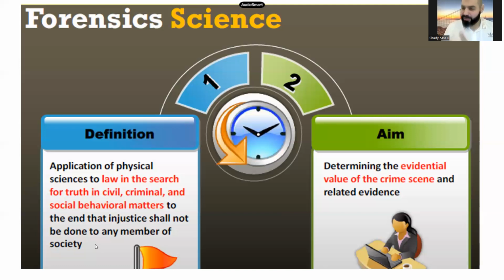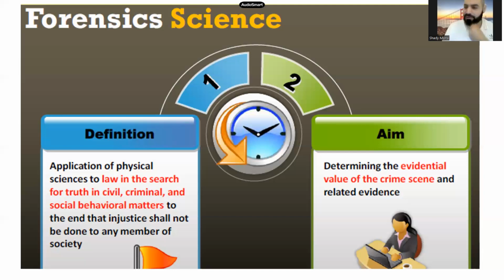Okay, so this is what forensics means. Forensics in Arabic is called al-bahs al-jinai. So al-bahs al-jinai means that you are using the physical science to understand what happened around you, specifically for a certain case, and that will lead you to not commit injustice, meaning you will be fair, and no one will be prosecuted or taken to jail without proper evidence.